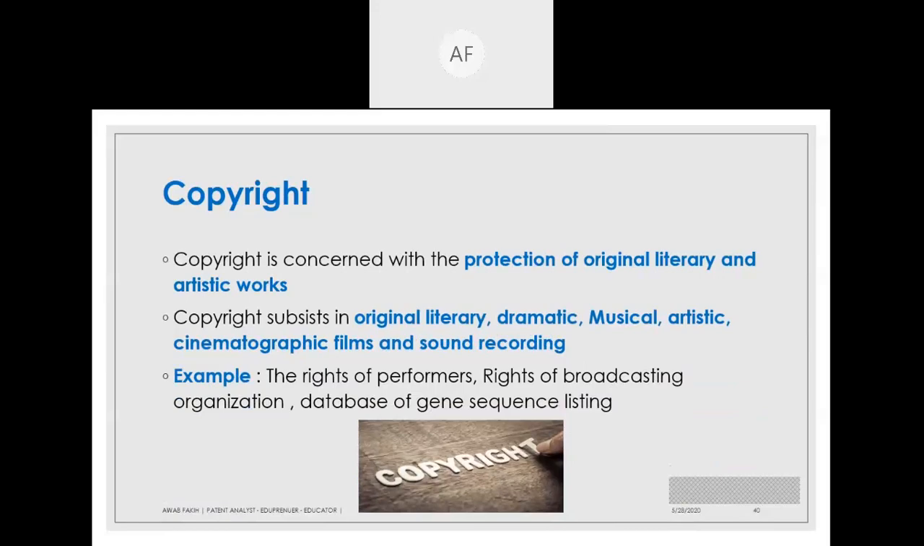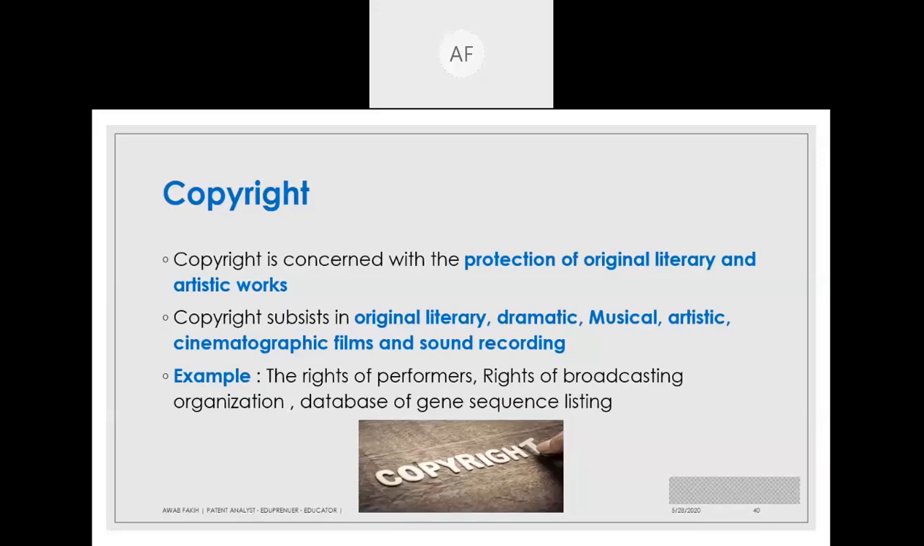So the copyright is concerned with the protection of original literature, artistic work. We can talk about copyright substance in original dramatic, musical, cinematography films, and so on. Copyright Act was formed back in 1957, my dear friends. But the Copyright Act came into effect in January 1958, the next year immediately, in January.